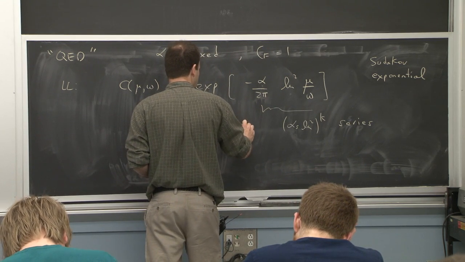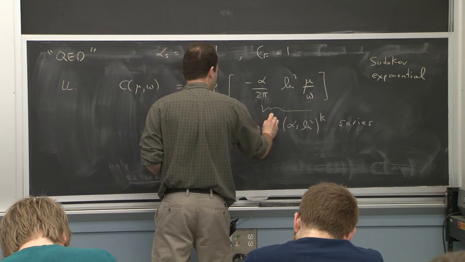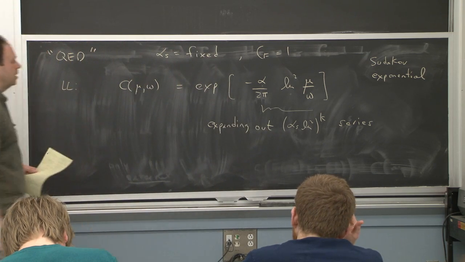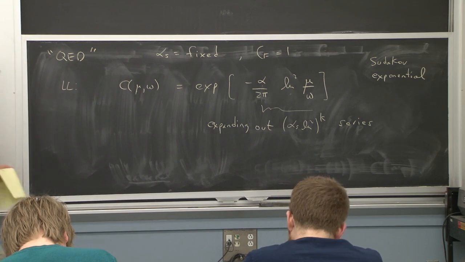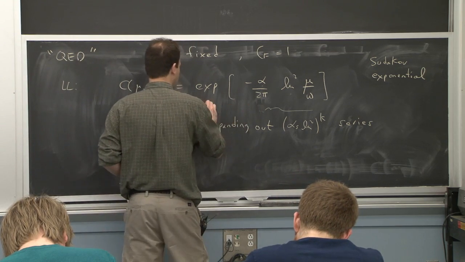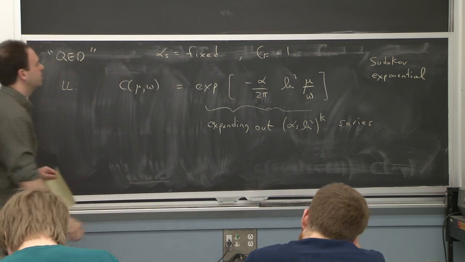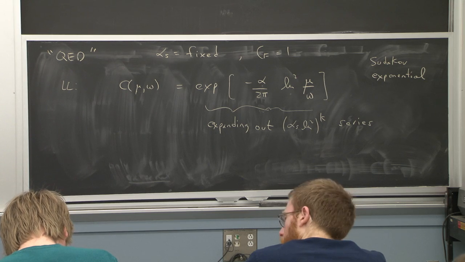That's the Sudakov double logarithms. So if we expand out the exponential, that's what we would get. So really, I should make my line go under the whole thing. OK?